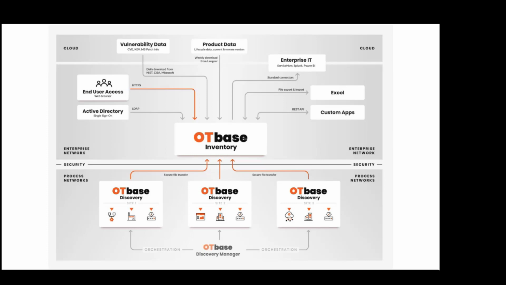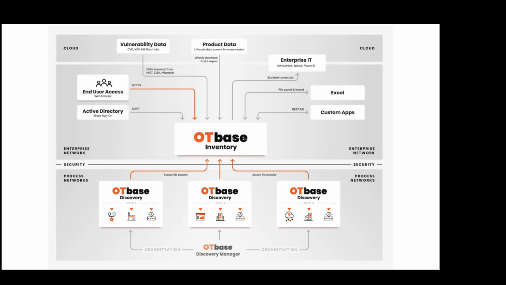The other thing is, and I'm going to be totally honest here, the passive solutions do not work. That whole technology doesn't work for an accurate inventory. They work for threat and anomaly detection, but they do a very poor job when it comes to an actual inventory. If you're looking at the screen here, you see OT Base is a two-tier system.